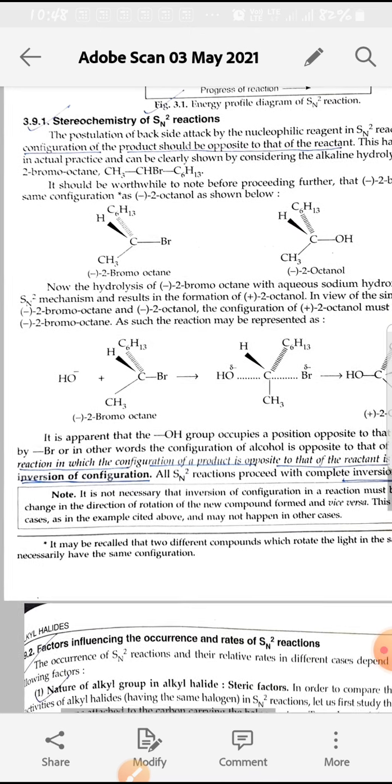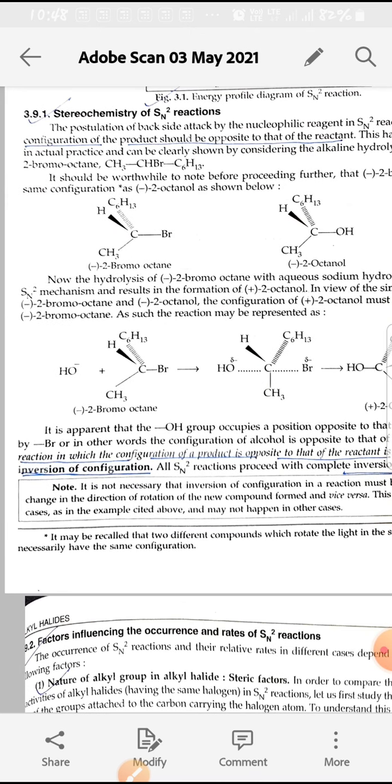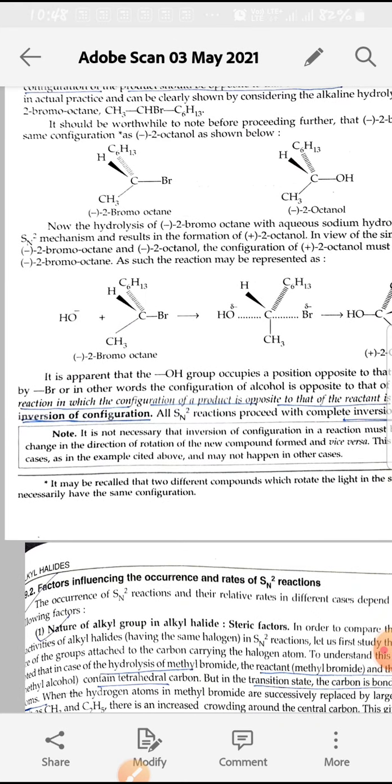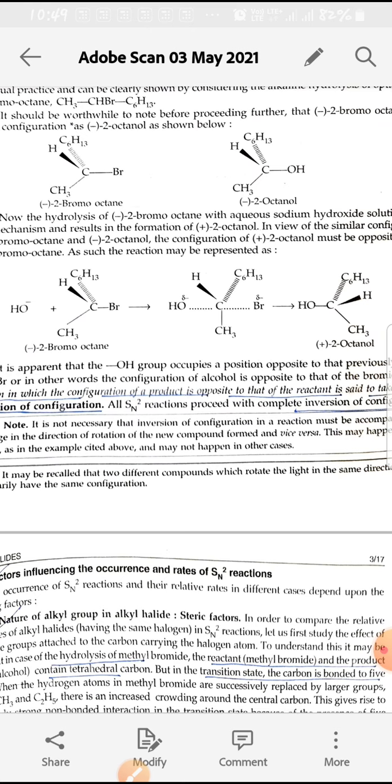In this, we take 2-bromooctane, that has a Br group, C6H13, hydrogen, and a CH3 group. When OH negative attacks 2-bromooctane, there will be transition state formation with delta negative on both sides, and partial bond making and partial bond breaking between the carbon and bromine, and then formation of the product.